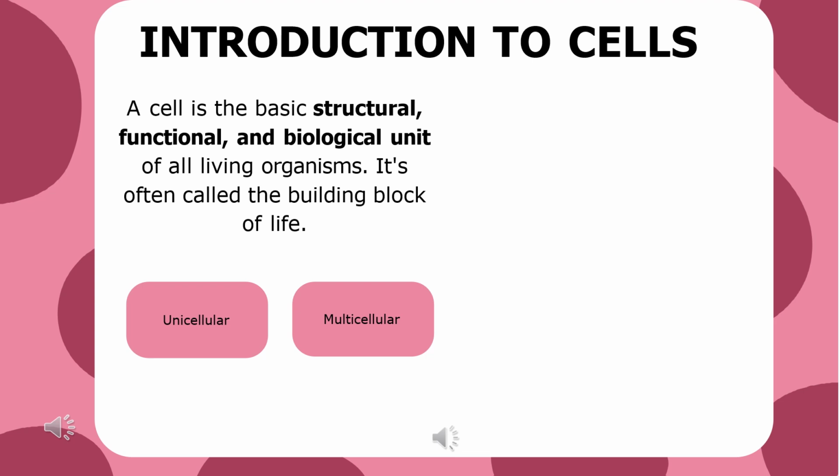A cell is the basic building block of all living organisms. Cells are the smallest unit of life, and all life processes occur within them. Cells can be either unicellular, meaning one cell is enough to perform all life functions, or multicellular, like in humans and animals, where multiple cells work together for specific functions. Now, let's dive into animal cells and see what makes them unique.